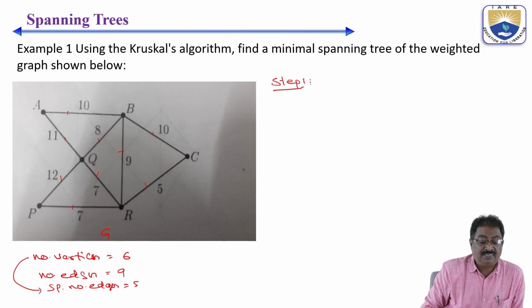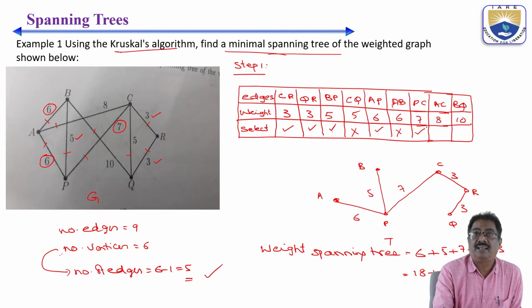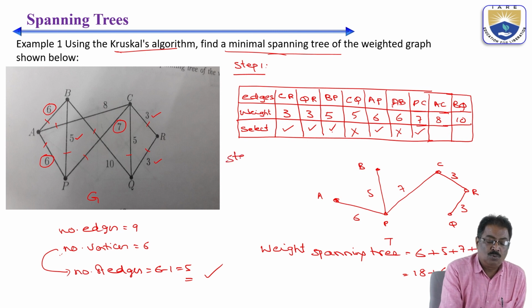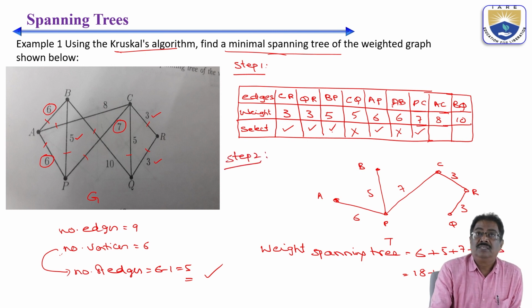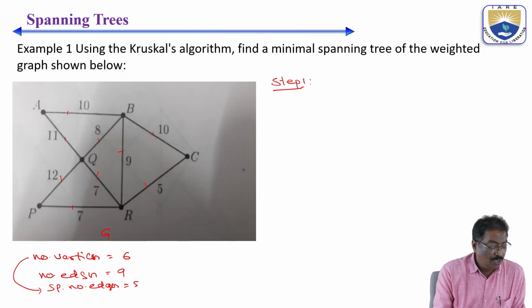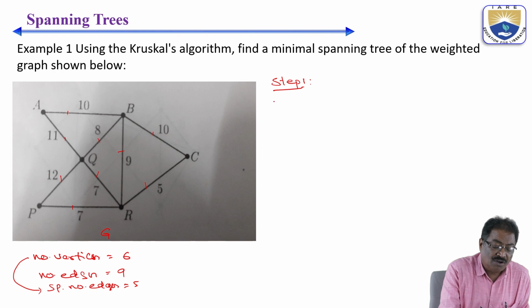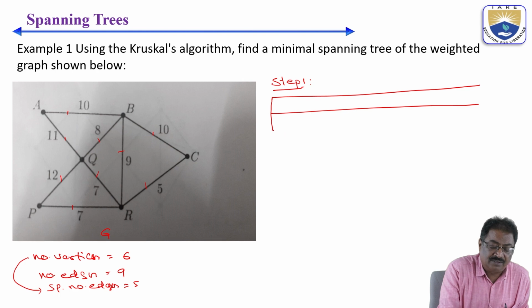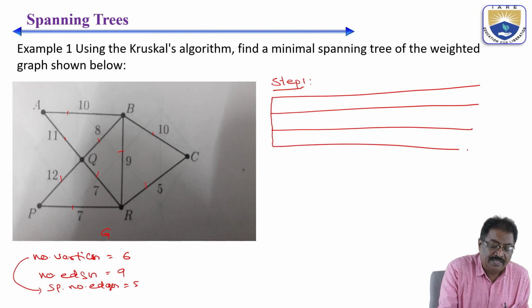Step 1 is just arranging the weights in ascending order, and step 2 we are going to select the edges in such a way that there should not be any loop formed, and step 3 is the process will be continued until n minus 1 edges are achieved. So these are the different steps. Now step 1, we are going to arrange all the weights in ascending order.